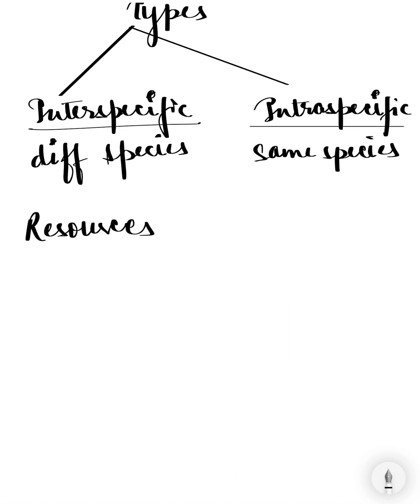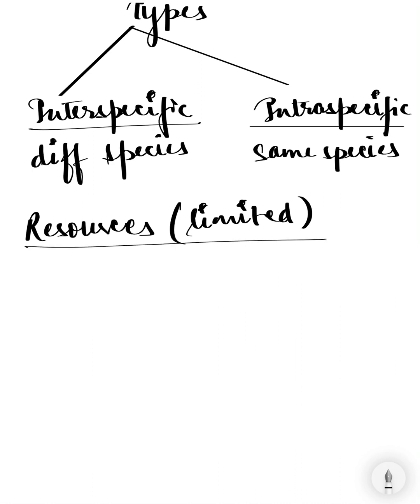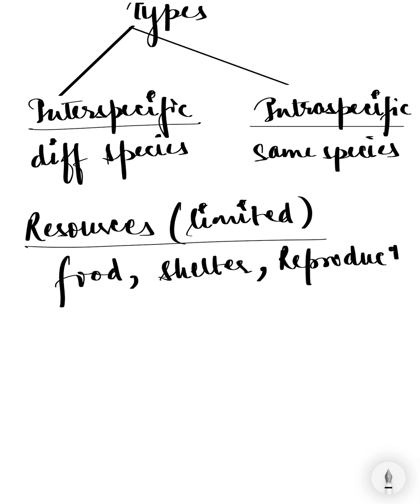Now, resources are very much limited in nature, and the resources for which the competition is happening could be anything. It could be food, it could be shelter, it could be reproduction. So we have different kinds of resources for which two species can compete with each other.